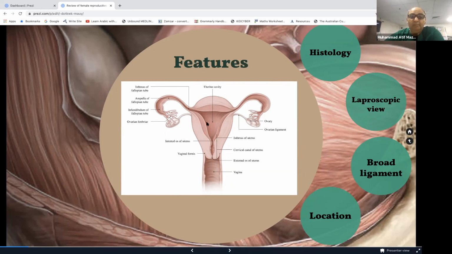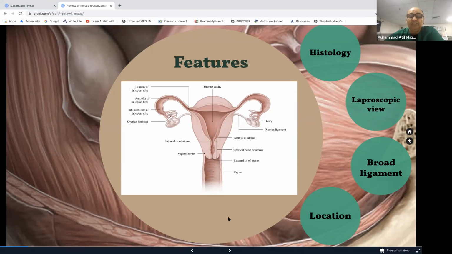In the upper tract, what do we have? We have the uterus, the fallopian tubes, the ovaries, and then the cervix, plus the vagina. That is not part of the upper tract. They are present where? Within the pelvic cavity. And the vulva part of the female reproductive system, where is that? That is located in the perineum.